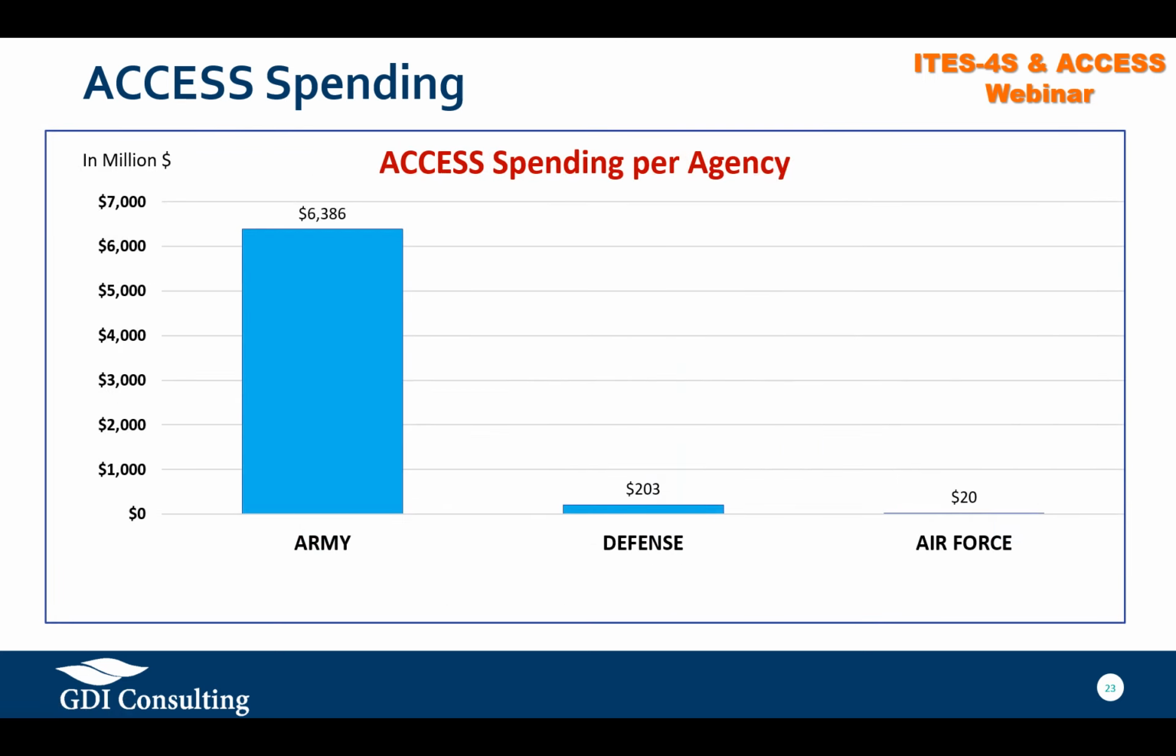Okay, now in terms of the agencies that are using it, essentially it's used by the Army. DoD is using it very little, $203 million and Air Force $20 million only. So essentially it's an Army only contract, unlike ITES-4S or 3S, I should say. Unlike ITES-3S, which we saw was used by many agencies, even outside the DoD area. But here, the ACCESS contract, or RS3, is essentially used by the Army.